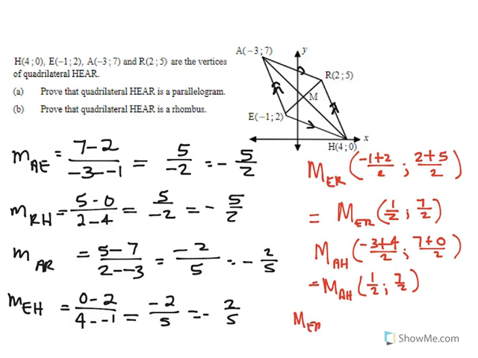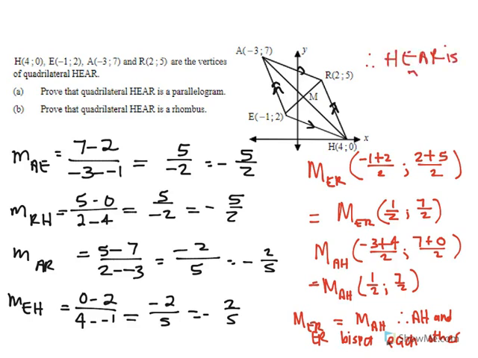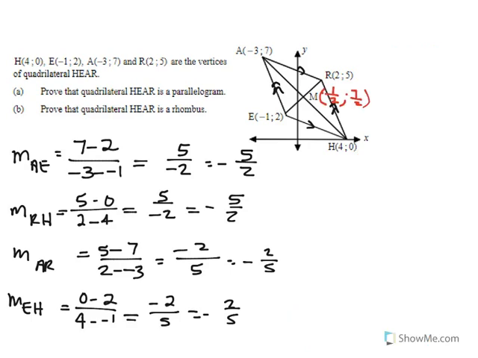And because the midpoint of ER is the same as the midpoint of AH, that would mean that AH and ER bisect each other, right? They halve each other. And so therefore, HEAR must be a parallelogram. Okay, right? Then you're asked to prove that HEAR is a rhombus.